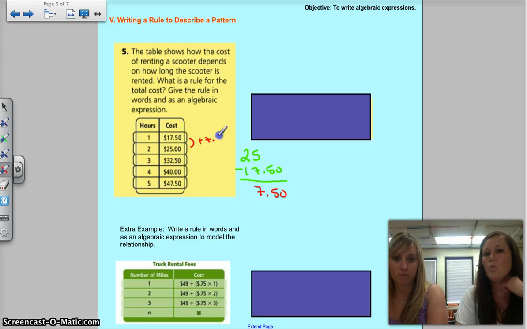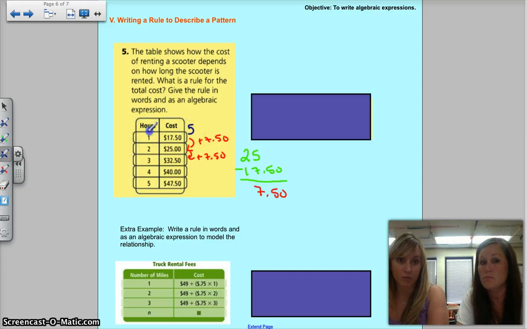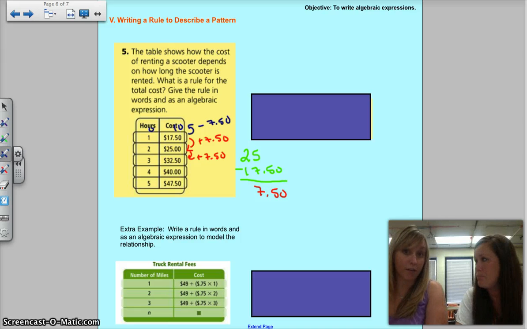But what about at 0 hours? Because this table starts at 1. Well, I went down and said plus $7.50 each time. So going backwards, imagine there was a 0 there, so I would take $17.50 minus $7.50, and that's going to give me 10. So I know that there's an initial cost of $10, a startup fee, just to get the scooter.